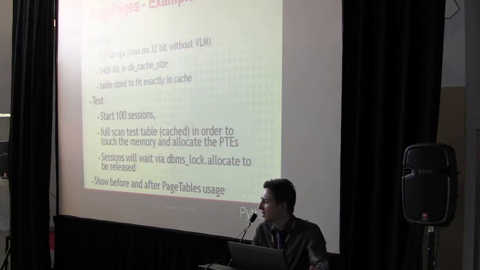How many of you have valuable production systems that have less than 2 gigs in SGA? None. Good. So even in such a small scale, there is a dramatic impact of huge pages. So here's a test case, 1.7 gig SGA, 1.4 in cache. I started 100 sessions and they all have to read a table in order for them to all initialize their page table entries.